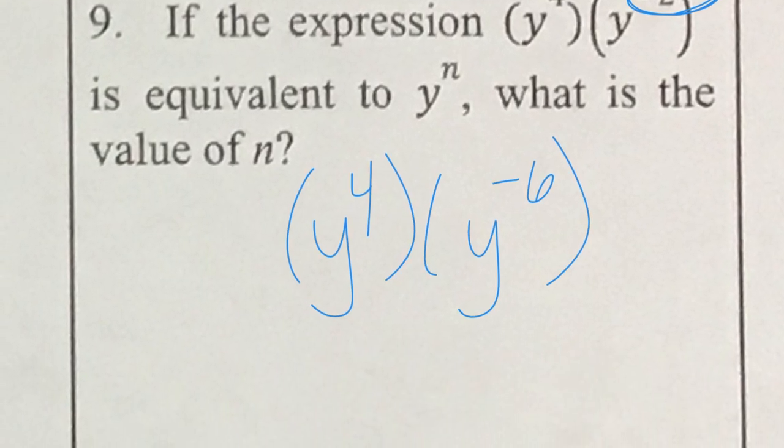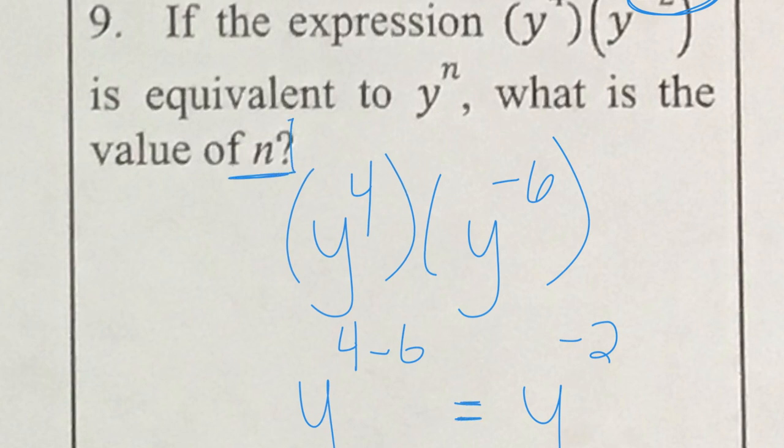And since we have multiple y's, we're going to add their powers together. So y to the 4 minus 6 is y to the negative 2 power. So what is your exponent? Your exponent is -2. Okay, so this question is just asking you to identify the exponent when you simplify your expression.